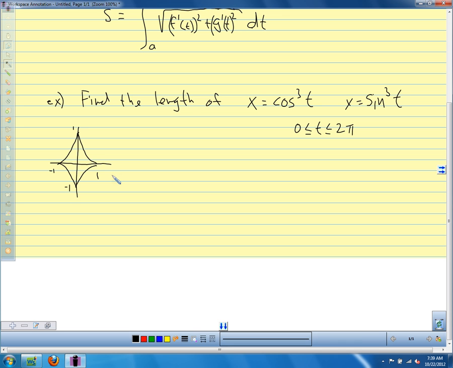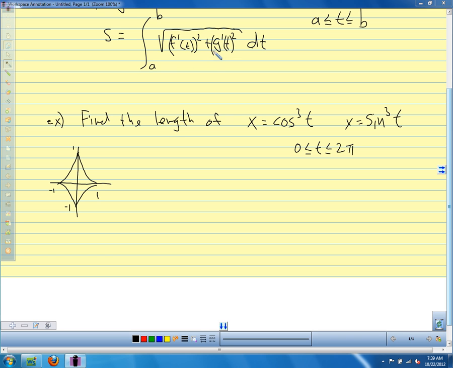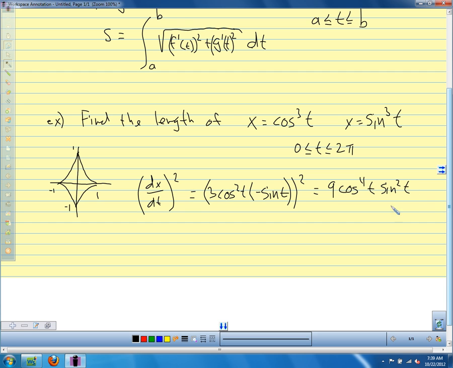So we need to come up with our pieces to put into our formula. So dx dt, and we need that squared, is going to be 3 cosine squared t times minus sine t. That's our derivative, and we're squaring that. And when we square it, we end up with 9 cosine to the fourth t sine squared t.